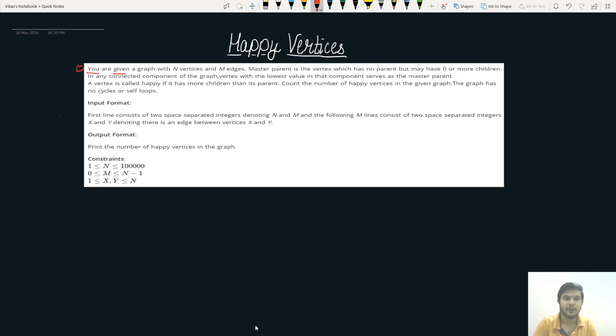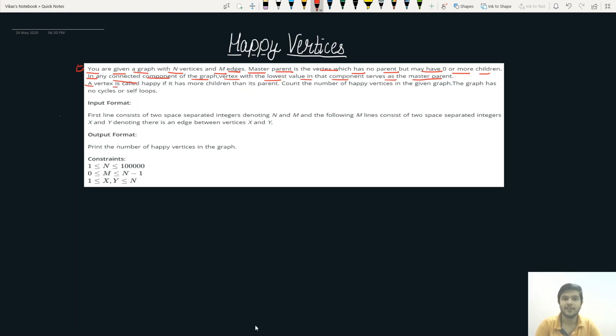You are given a graph with n vertices and m edges. The master parent is the vertex which has no parent but may have zero or more children. Now in any connected component of the graph, the vertex with the lowest value in that component serves as the master parent.